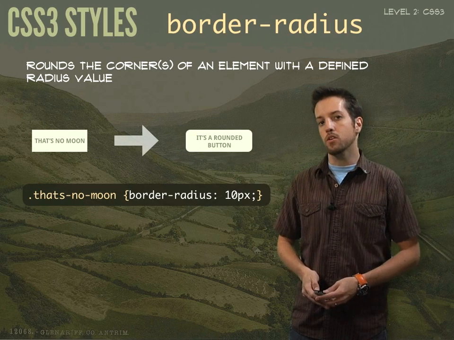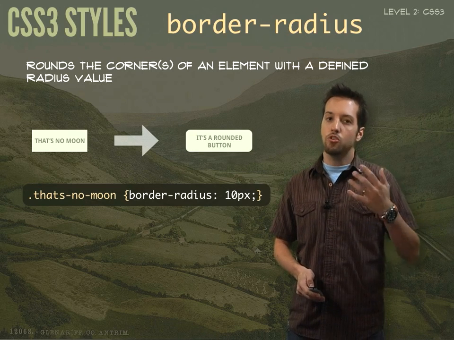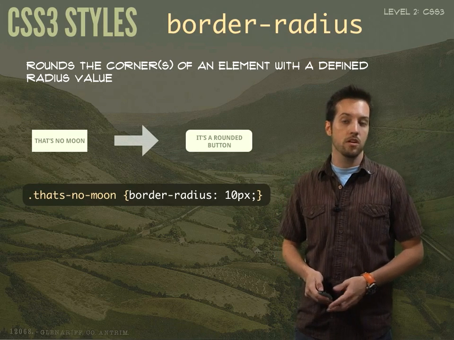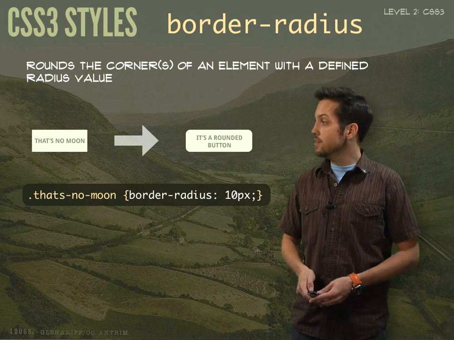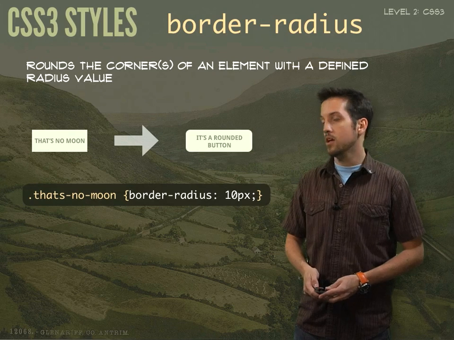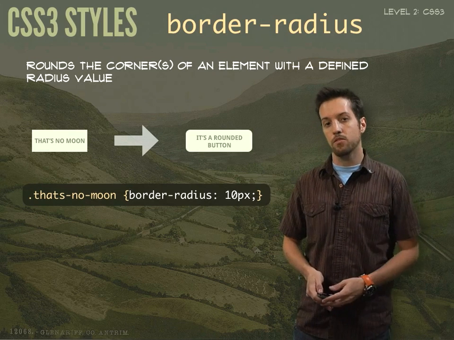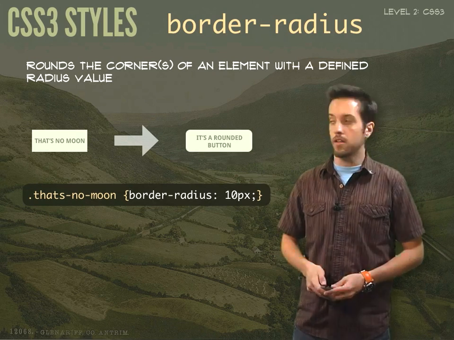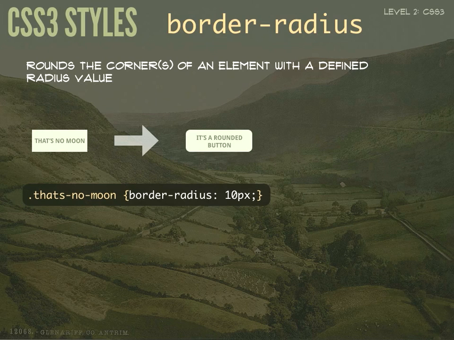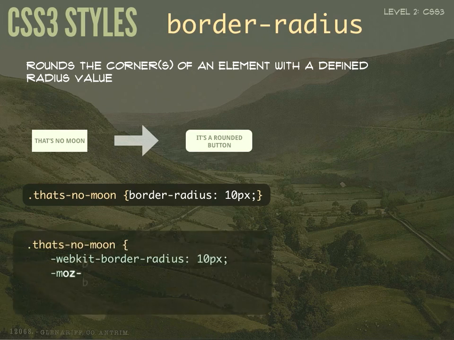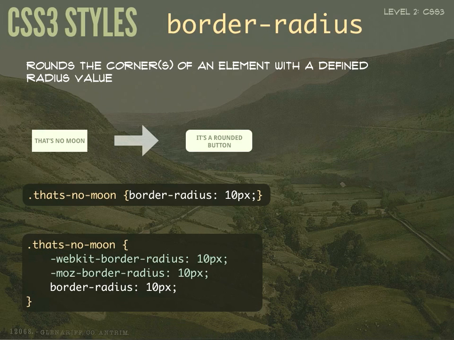Now, a quick note here: some of these CSS properties don't show up the same in every browser. Surprise, surprise. So in this case, for the border radius property, we need to add vendor prefixes for WebKit and Mozilla. We want to put our vendor prefixes before the main CSS property. So in this case, we have -webkit-border-radius and -moz-border-radius before our standard border-radius property.